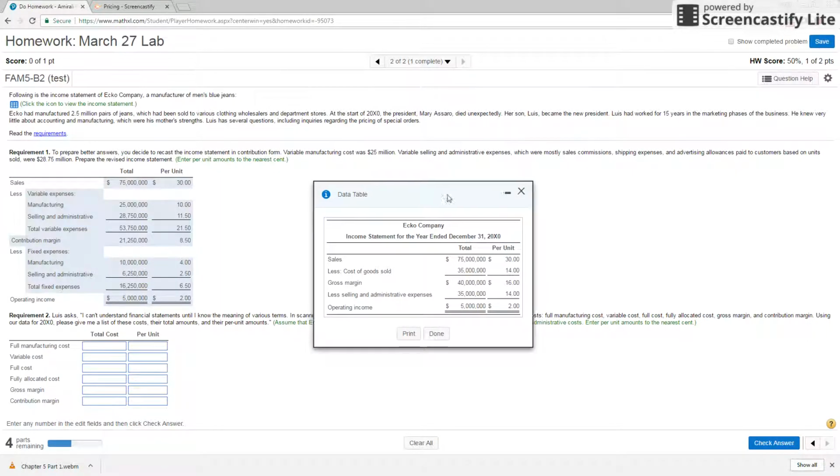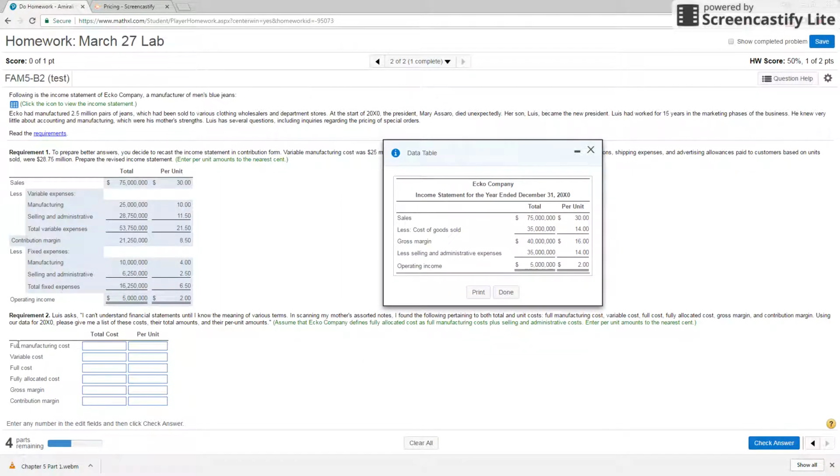And the next one is kind of easy. It's asking for our full manufacturing cost and variable cost and everything. Our full manufacturing cost is the summation of the variable and fixed manufacturing cost, which is the cost of goods sold, and we already have that number. So $35 million. We will calculate the per unit later.